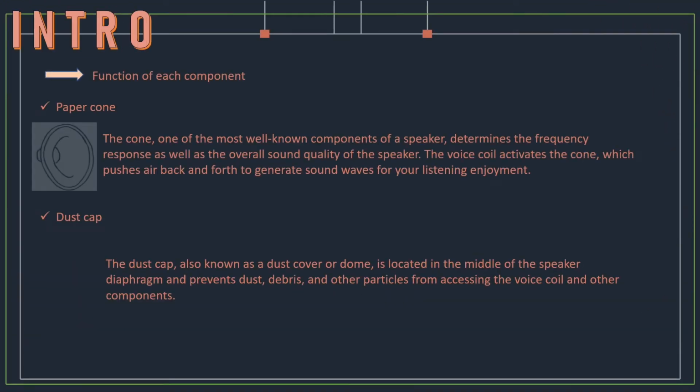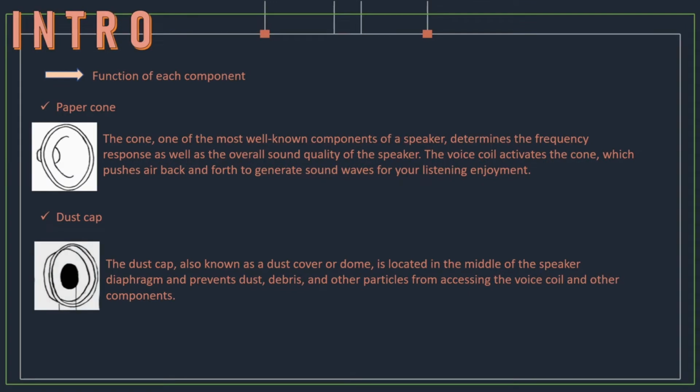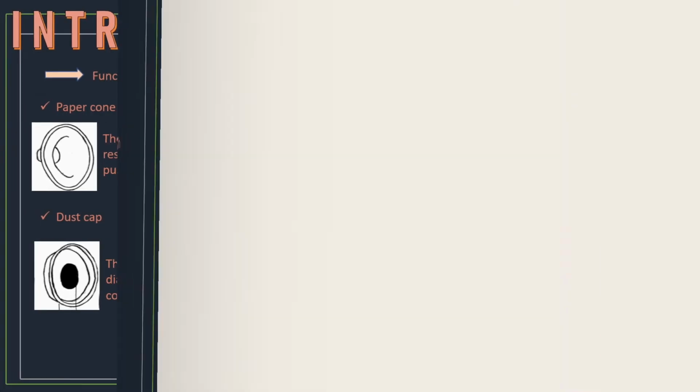Next is the paper cone. The cone, one of the most well-known components of a speaker, determines the frequency response as well as the overall sound quality of the speaker. The voice coil activates the cone which pushes air back and forth to generate sound waves for your listening enjoyment. Then is the dust cap. The dust cap, also known as a dust cover or dome, is located in the middle of the speaker diaphragm and prevents dust, debris and other particles from accessing the voice coil and other components.